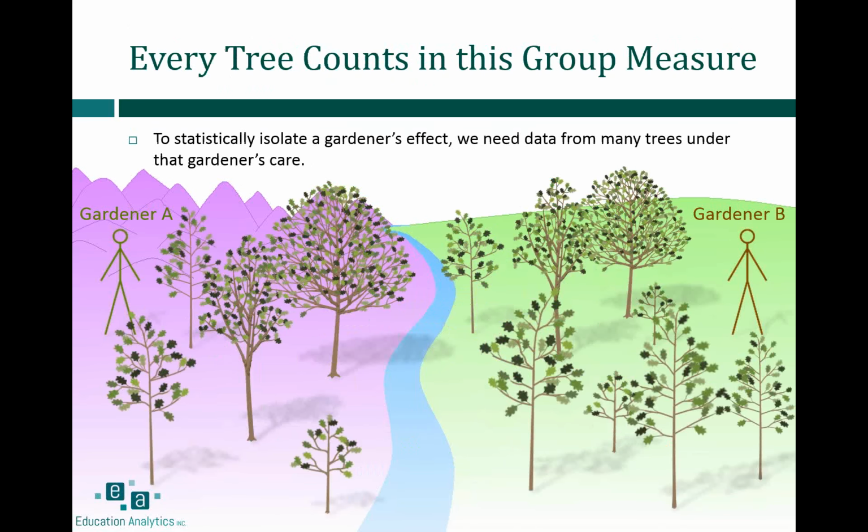One more note is that every tree counts in this group measure. What that means is that we're going to be looking at whole groups of trees to determine the gardener's effect. We need many data points to find out, on average, what the gardener's impact was on that whole group of trees, and in that way every tree counts. It's not just the certain trees that met a certain threshold or not. Every tree counts when we're thinking about the gardener's evaluation as a whole.